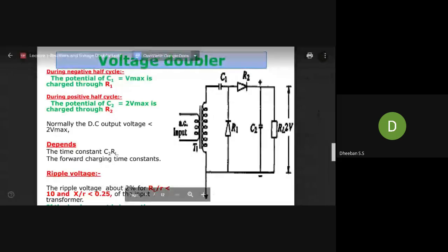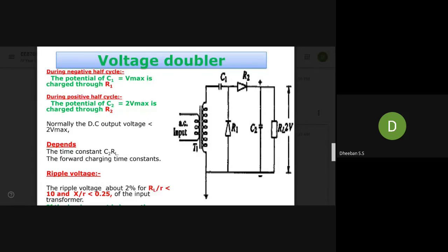Okay. So generally what happens over here is, during the negative half cycle, the potential of C1, that is here, there will be two capacitors used, C1 and C2. The potential of C1 will be equal to Vmax, that is the maximum voltage, which is charged through R1. Generally this will be an RC circuit. In circuit theory you might have gone through this. Here the time constant tau will be equal to RC. So that's what they have given.